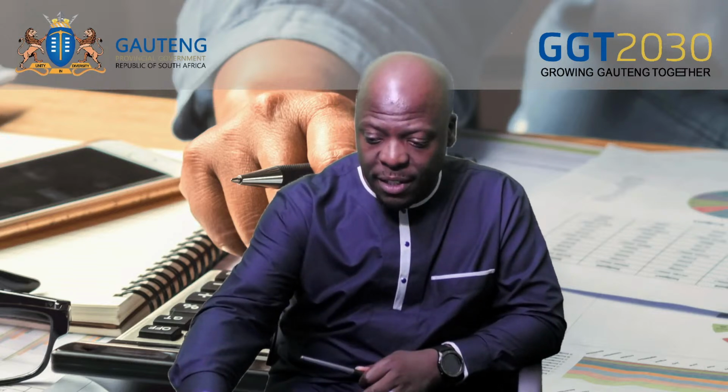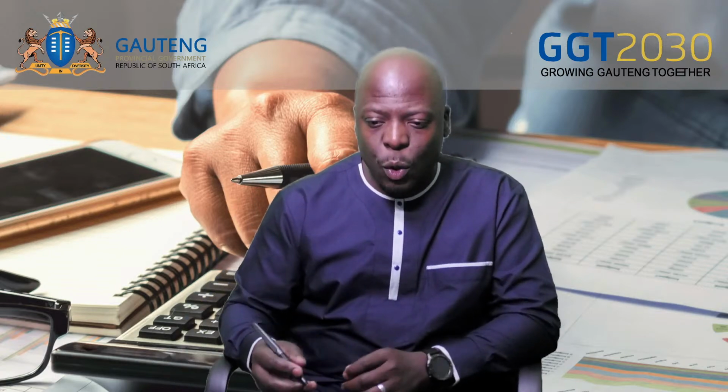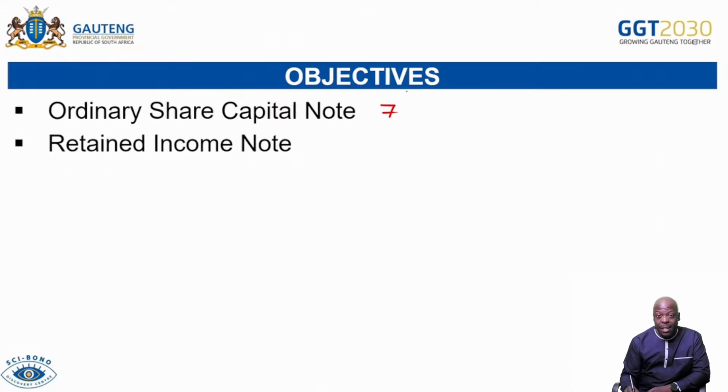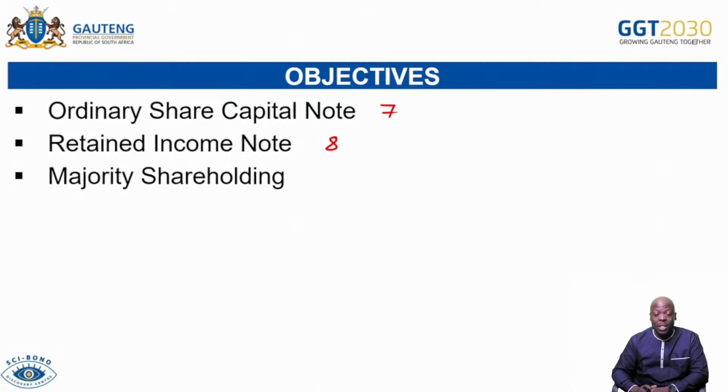Here are my objectives in today's class. I'm going to do the ordinary share capital note, which is your note number 7. I'm going to do the retained income note. That is your note number 8. I will also look at majority shareholding. Okay, let's go on.